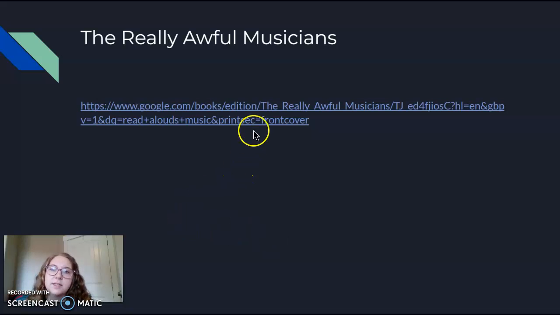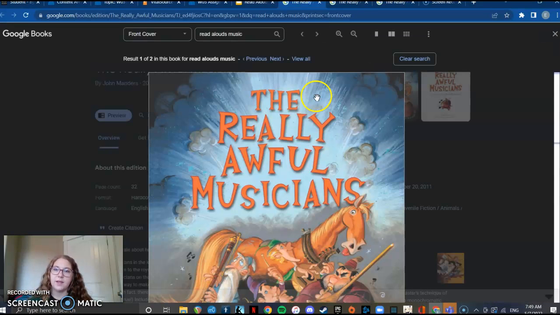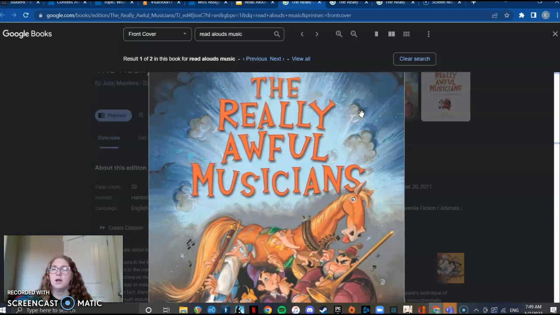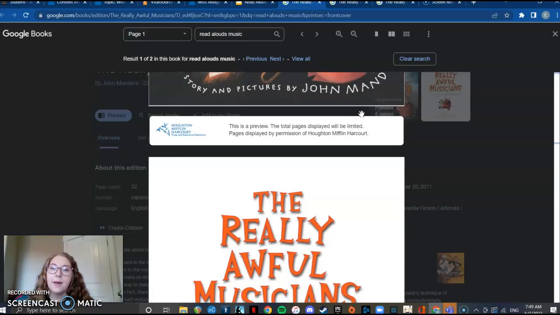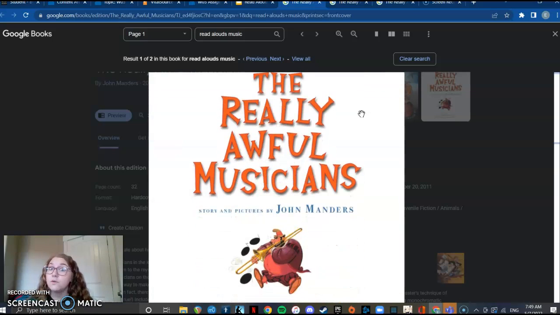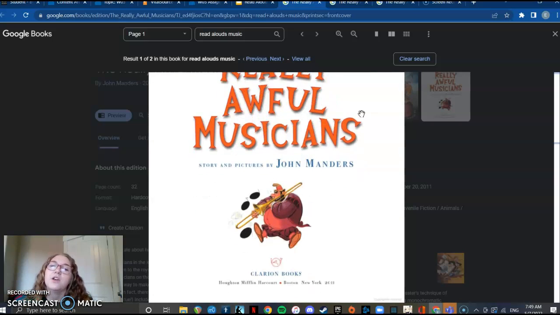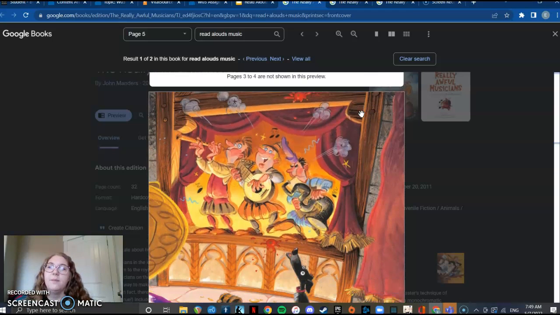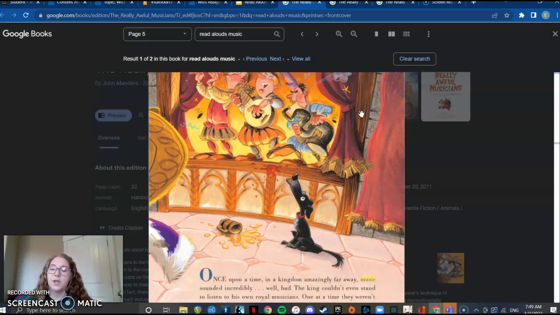So this is an example of something that I would use for a read aloud for young students. This would be for a general music class for elementary age students. But yeah, so this is The Really Awful Musicians, with stories and pictures by John Manders. So I'm just going to read a few pages of this as an example of how a read aloud should go.